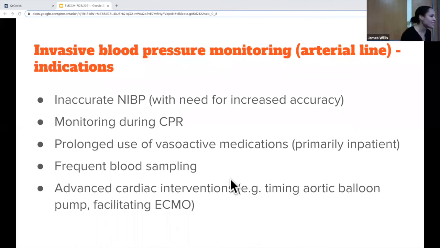Someone who's getting frequent blood sampling, maybe they're a very hard stick and they're getting Q2 hour labs drawn, might be someone who needs it. And then advanced cardiac interventions: you may need it if you're setting up ECMO, if you're setting up a balloon pump, or looking for a blood pressure on someone with an LVAD.